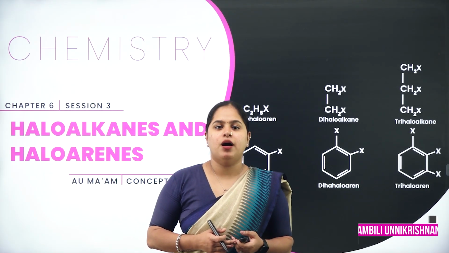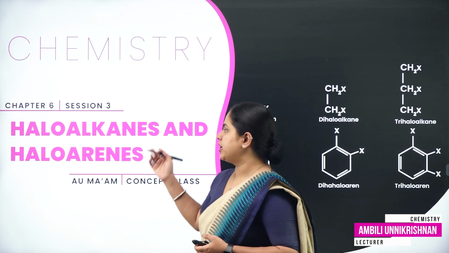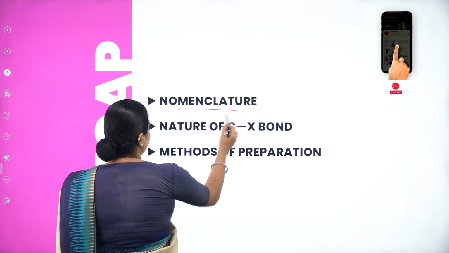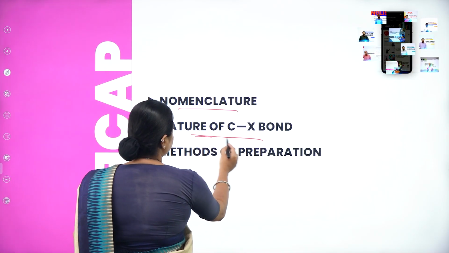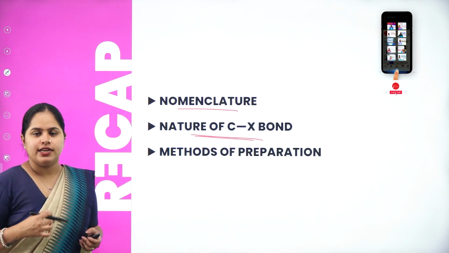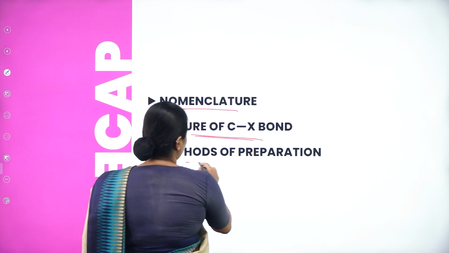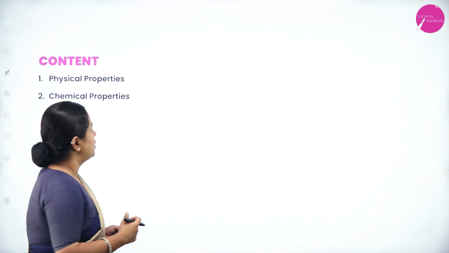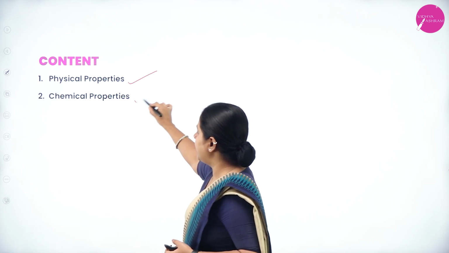Hello everyone, this is Ambali Unnikrishnan from the Department of Chemistry. So today we are back with session 3 of the chapter Haloalkanes and Haloarenes. In the last session we discussed nomenclature of haloalkanes and haloarenes as well as the nature of carbon-halogen bond. So we got to know that it is polar, right? And we have also discussed the methods of preparation of haloalkanes in the last session. So in today's session we are going to study about the physical properties as well as chemical properties of haloalkanes.